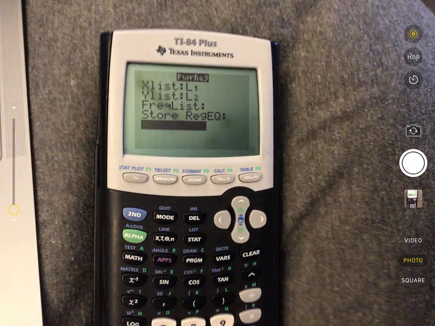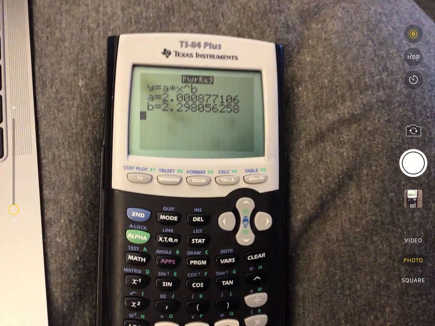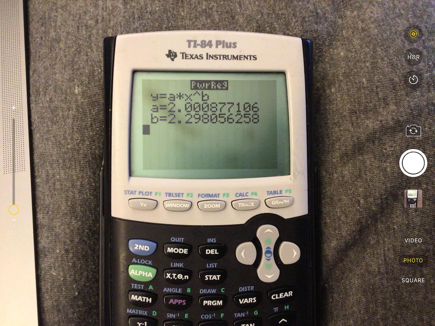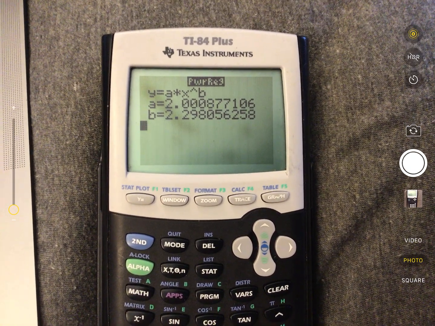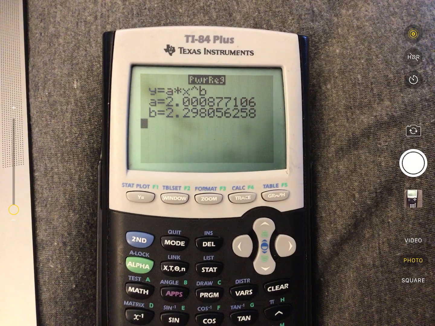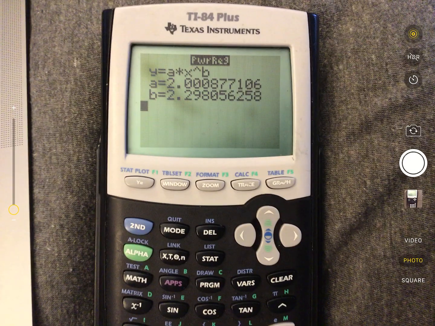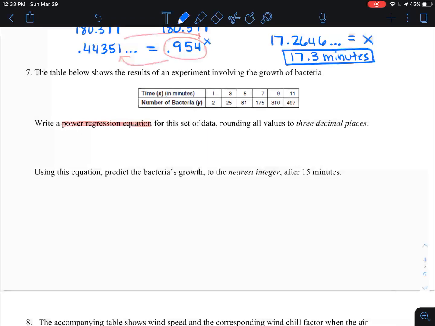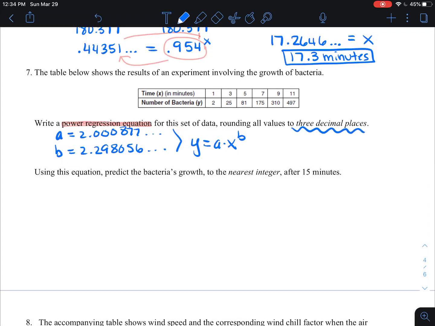Again, X is in L1, good. Y is in L2, awesome. You don't need to do anything else except calculate. And for power regression, they're giving us here that it's A, the leading coefficient, which is about 2.0087, times X raised to the power of B. So let's go back to our notes. Okay, so I had A was 2.000877. B was 2.298056. And the equation is y equals A times X to the B.